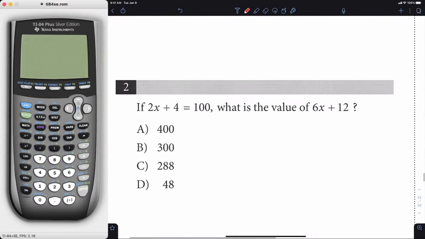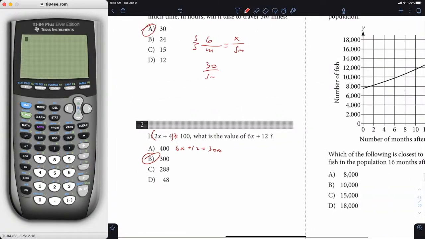Alright, if 2x plus 4 equals 100 was the value of 6x plus 12, I'm going to multiply by 3 on this side, and I'll get 6x plus 12 equals 300. Multiply by 3 on both sides.